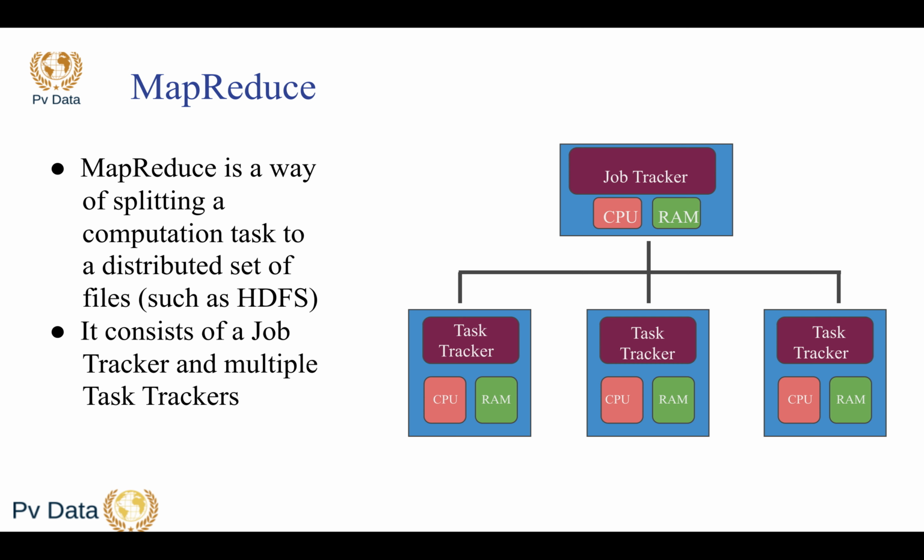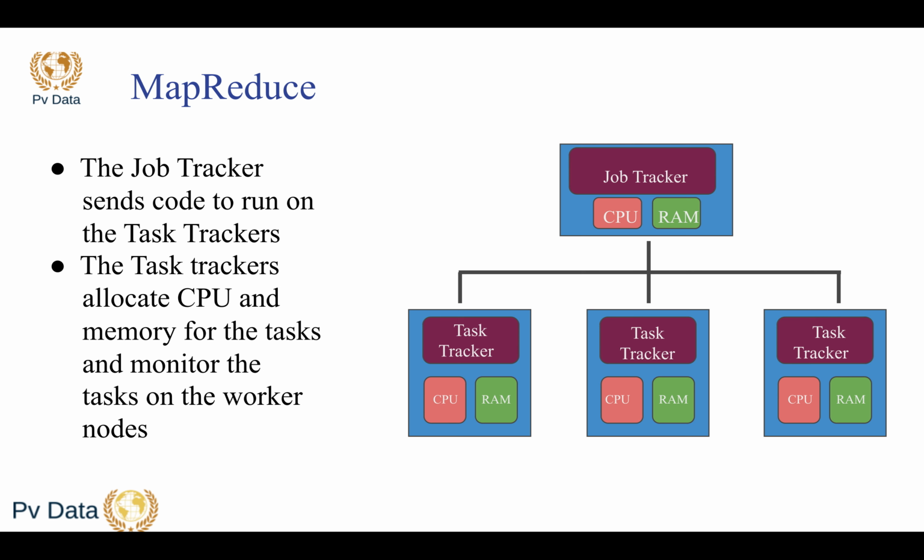Now let's discuss MapReduce. MapReduce is basically a computation system in the Hadoop ecosystem. MapReduce is a way of splitting computation tasks across a distributed set of files such as HDFS. It consists of a job tracker, which sits on the master node, and task trackers on various data nodes. The job tracker sends the code to run on the task trackers. The task tracker allocates the CPU and memory for the task and monitors the task on the worker nodes.